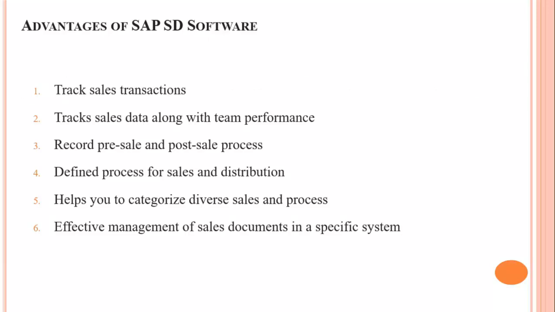Now, what are the advantages of using the SAP SD software? First is to track the sale transactions, how many sales have been done. To keep all that record, this SAP SD software is helpful. Second is track sales data along with the team performance. Third is record pre-sale and post-sale process. Fourth is define process for sales and distribution. Next is helps you to categorize diverse sales and process. Last is effective management of sales documents in a specific system. It also helps you to manage all the documents related to the sale of the product.